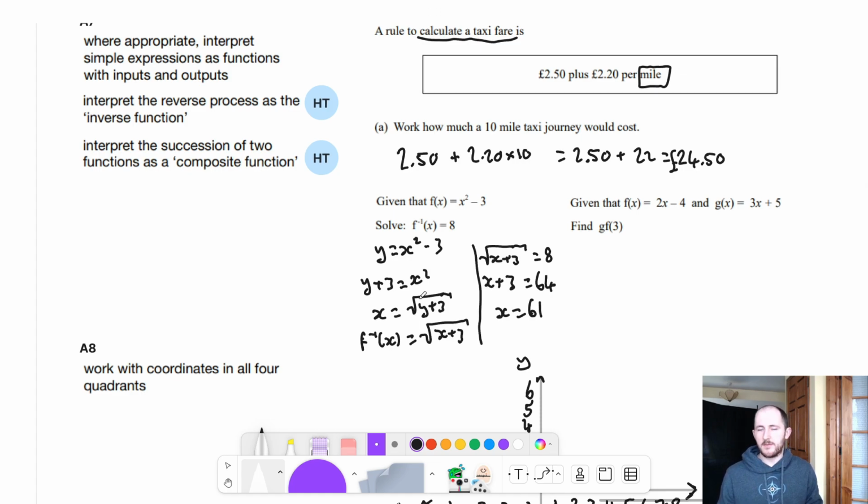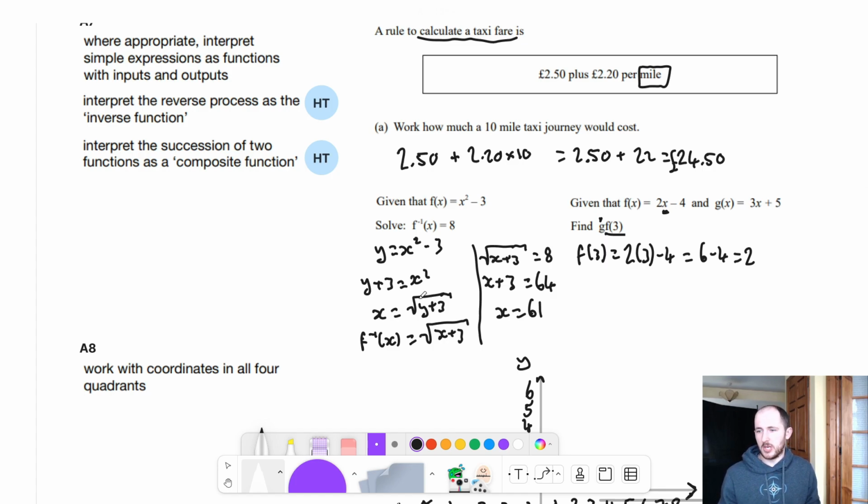Now find gf of 3. Cool. You do the last function first. So I'm going to work out f of 3 first. Now f of 3, if I sub in 3 here, is 2 times 3 minus 4. So that equals 6 minus 4, which is 2. You take that answer and sub it into g. So what this is actually saying, gf of 3, is it's saying do f of 3, whatever that is, put into g.